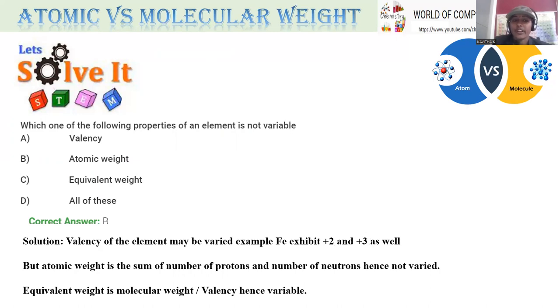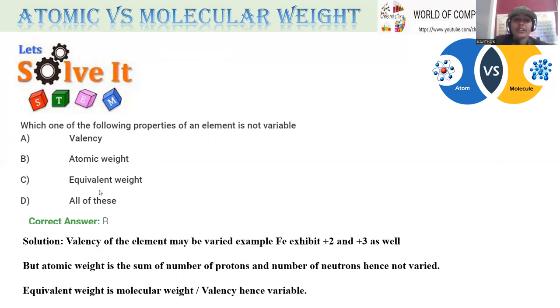Iron +2 is called ferrous, iron +3 is called ferric. That's the reason why valency variation is possible. What about atomic weight? Atomic weight is the sum of the number of protons and the number of neutrons. Hence, it will not be varied. Atomic weight will never vary for a given element because the number of protons and neutrons will not change for the given element under a set of conditions. So, it will be fixed.